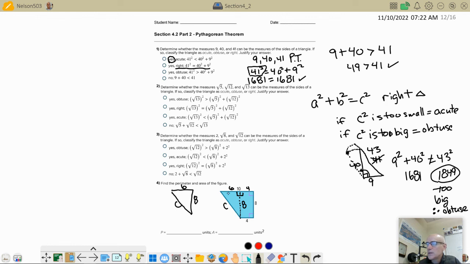Because we need to add C plus 10 plus 8 plus 4, add all 4 sides together, these 3, and then the one you're finding, and you've got the perimeter, okay? Oh, area, oh shoot, didn't see that part. Yep, area, we got to find the area too.